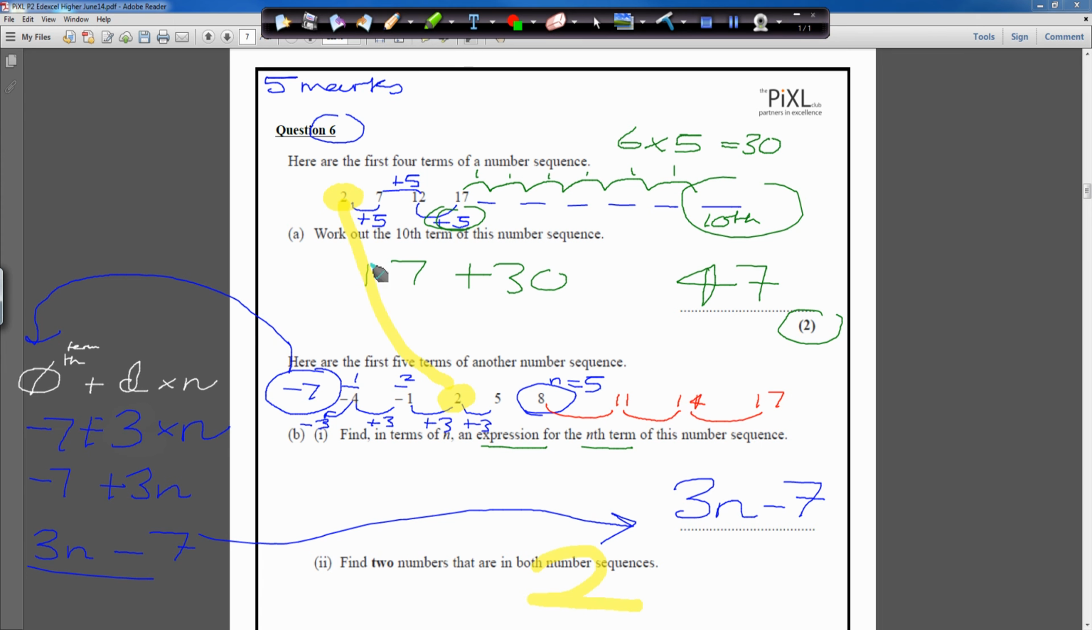I'm going to use turquoise now. So we have 17 from this number pattern here, the initial one. We have 17 from there. So these two match. So my second number is 17. Okay, there we go. So find the two numbers that are in both sequences. The numbers are 2 and 17. That is the answer for that, folks. This question is worth 5 marks. Come on, folks. Bag it in the exam. Get it done.